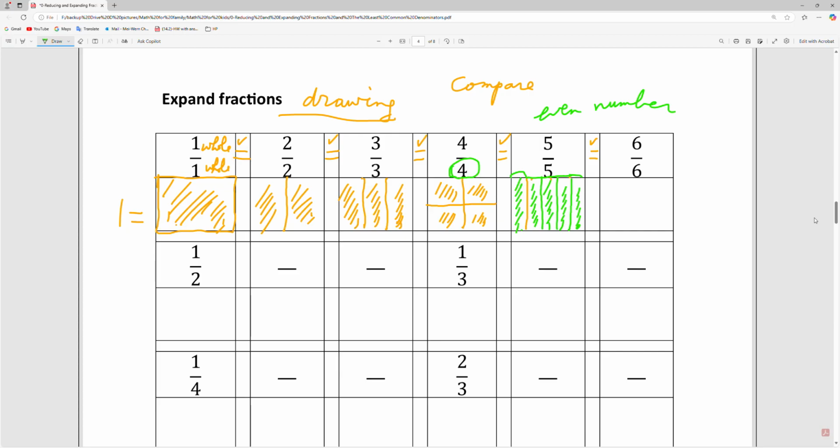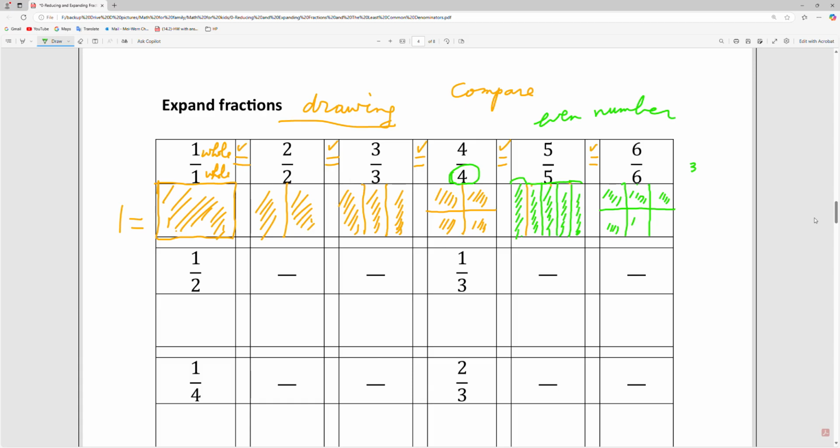So 6 is an even number, so you can divide by 2, right? Divide by 2 here. After dividing by 2, you want to cut into 3 pieces. 3 pieces will be smaller than half, so I will say here 1/3, 1/3. So 1, 2, 3, 4, 5, 6.